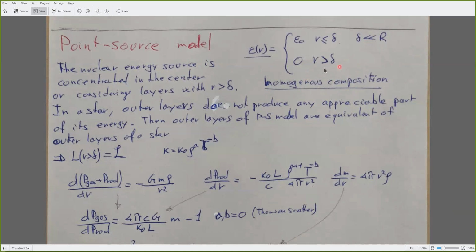Anyway, supposing homogeneous composition, this model can also be helpful to calculate the outer layer, the envelope of the stars, where there is no energy production, considering that the energy is all produced in the center, because it doesn't change a lot in the solution.